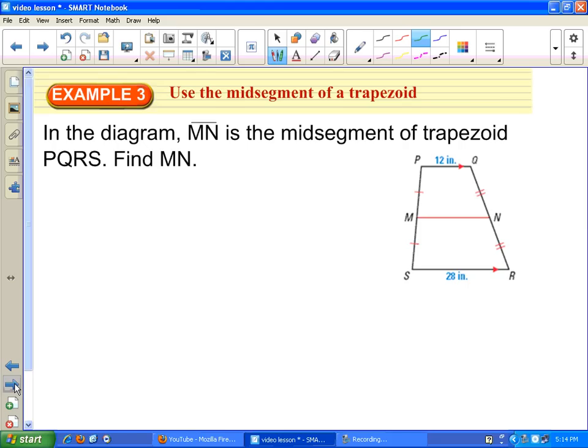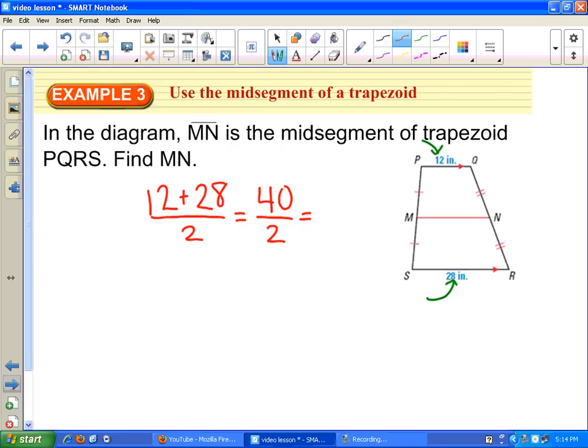So in this diagram, we need to find the mid-segment, or MN. What we know is that base 1 is 12, base 2 is 28. It doesn't matter if I wanted to call base 2 12 and base 1 28. All we have to do is add them together and divide by 2. 12 plus 28 is 40. 40 divided by 2 is 20. So we know that MN is 20 inches.